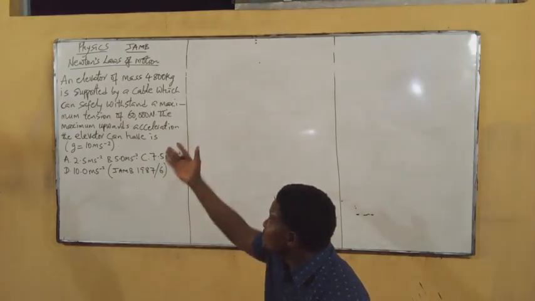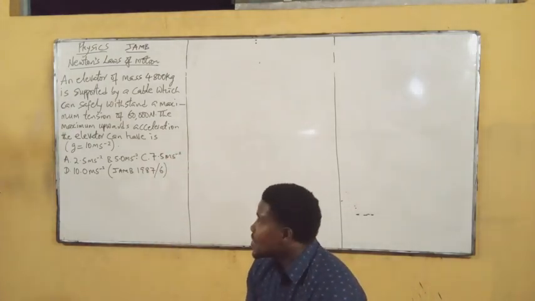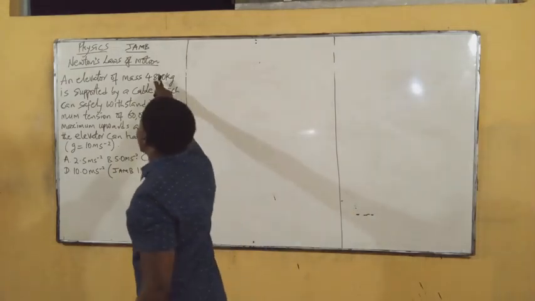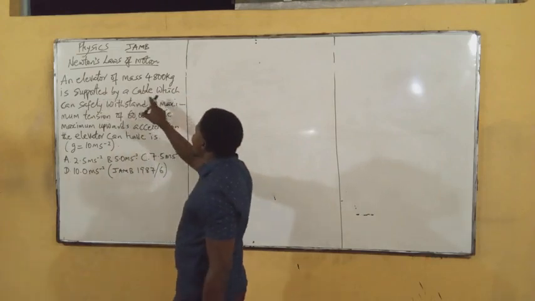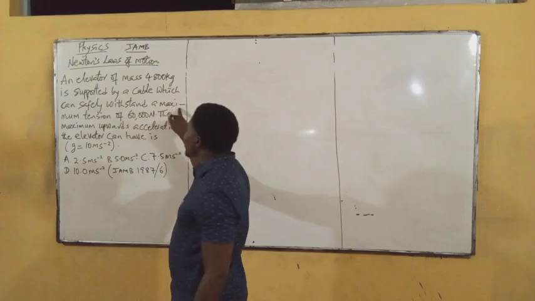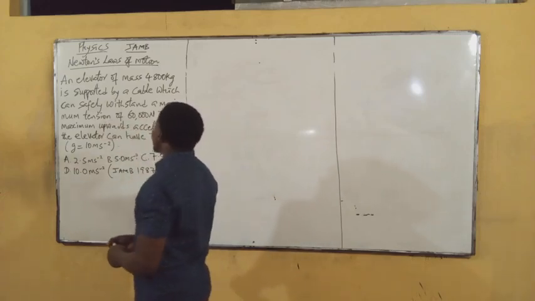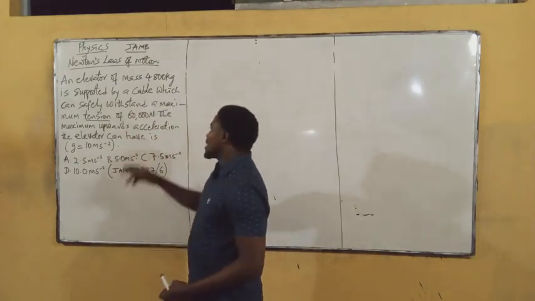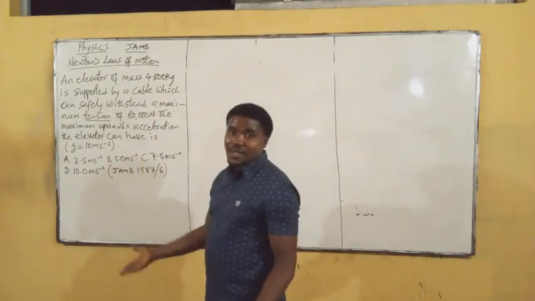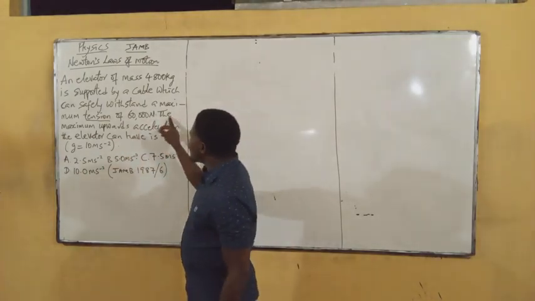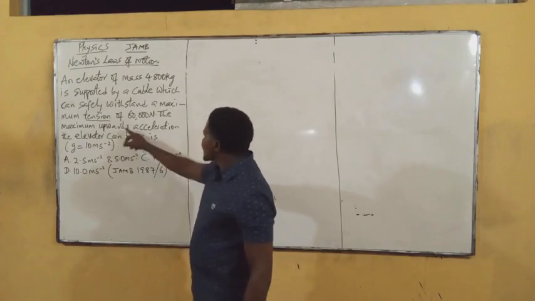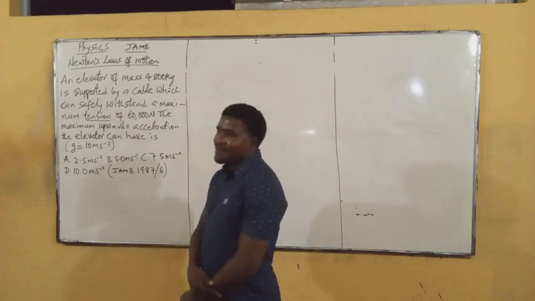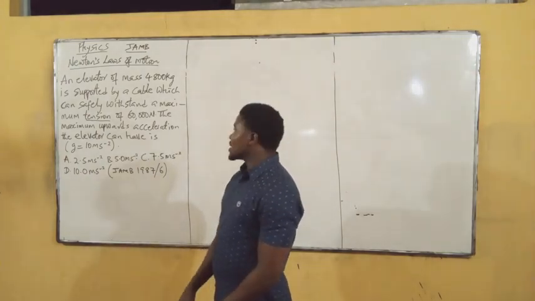Now, this question is coming from that device known as an elevator, and it says an elevator of mass 4,800 kg is supported by a cable which can safely withstand a maximum tension of 60,000 newton. Take note, tension is a kind of force, and of course you know that a quantity measured in Newton is simply force. Now the question says we should calculate the maximum upward acceleration the elevator can have. What is the maximum upward acceleration the elevator can have?